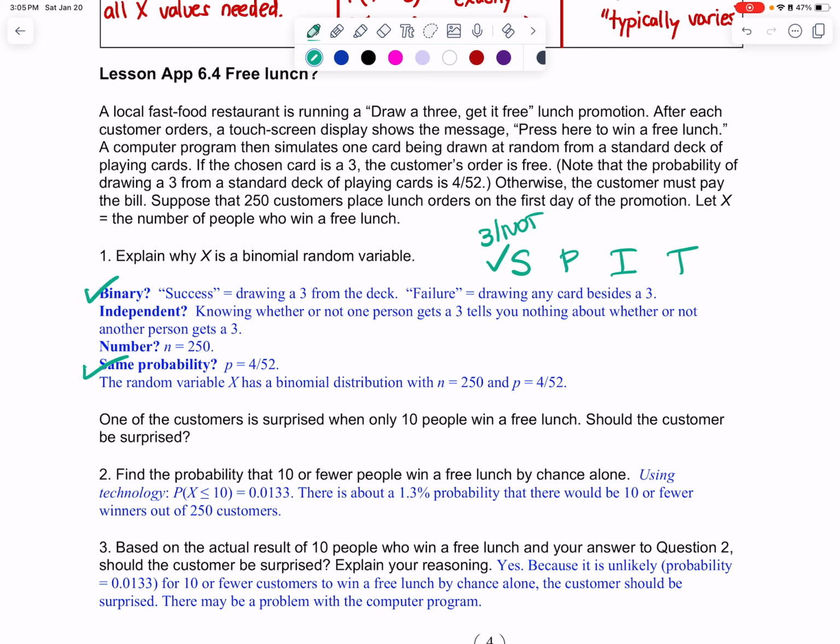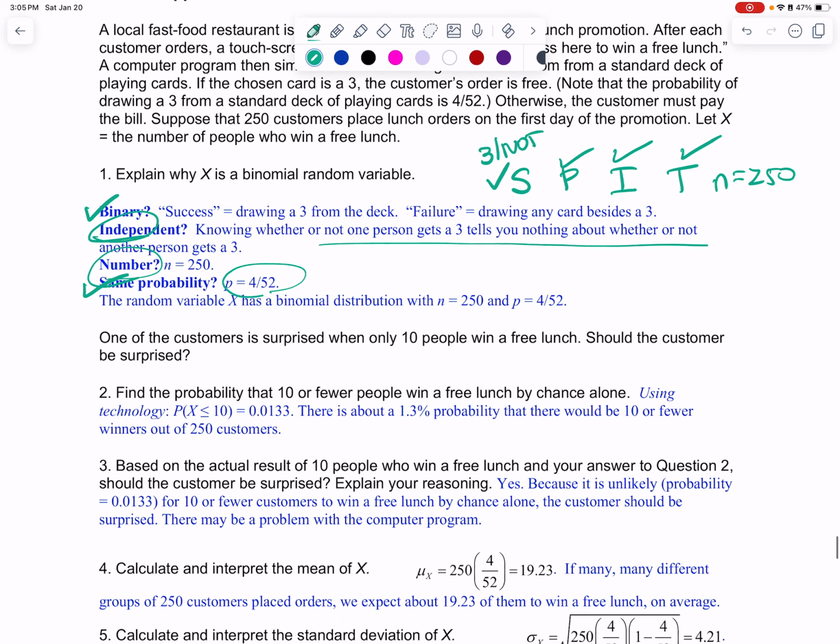Probability the same is down here, 4 out of 52. Independent is here. Yes, one doesn't affect the next. And then there are 250 people attempting. So yes, it is binomial.